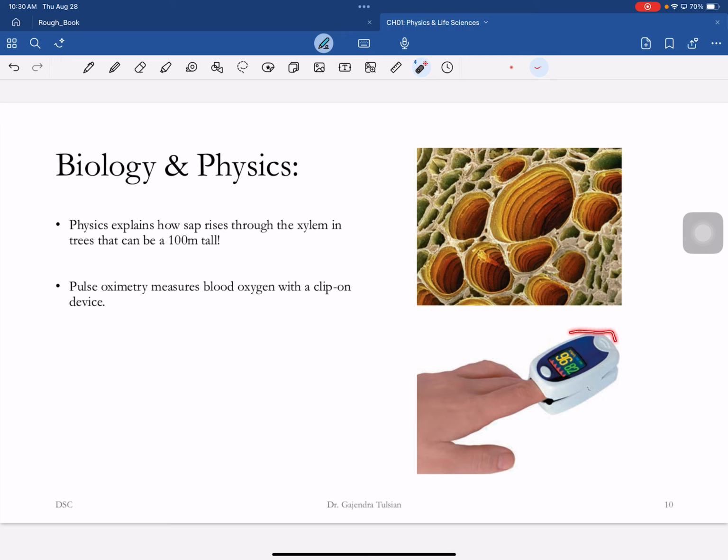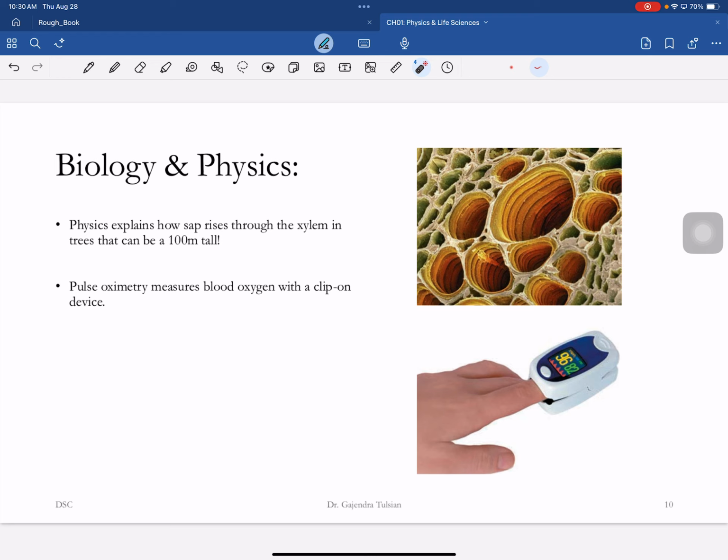What is this, guys? You guys have all seen this. Pulse oximeter. What does it measure? So the name has two things, and the pulse rate. So it measures your pulse rate and the oxygen level in your body. Let's see how this thing works.